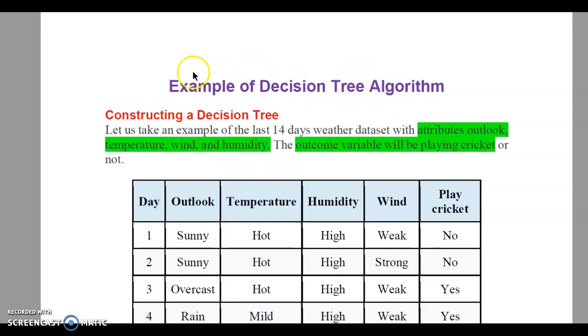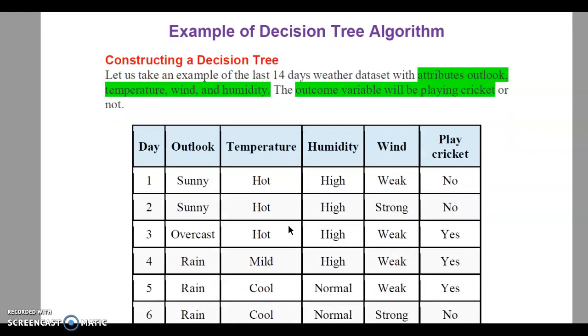Hello everyone. Last video I was discussing the decision tree algorithms. Today we are discussing how to construct a decision tree based on the ID3 algorithm. Here we have taken a data set of the last 14 days of weather data. The attributes of this data set are outlook, temperature, humidity, wind, and the target attribute is playing cricket, yes or no.